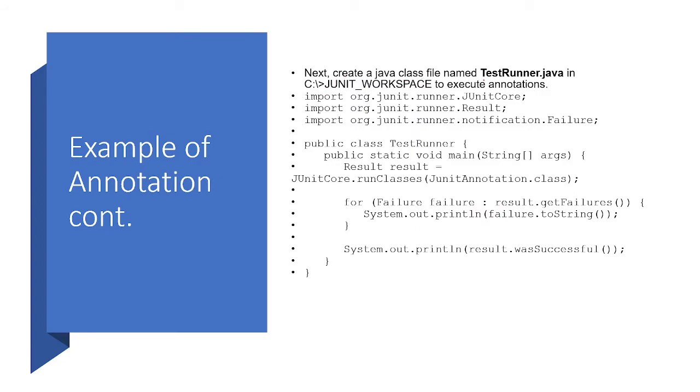Next, you create a Java class file named TestRunner right here. Now we import the test runner and the notification classes. Now in the public class TestRunner, we have the main method. And now our result object, with a value result, is JUnitCore.runClasses, and within that runClasses method we're putting in the JUnitAnnotations class. For each failure in result.getFailures, system prints the failure toString. Or it prints out that it was successful.